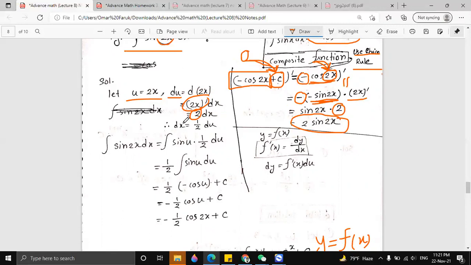And now if you keep dx on the right side and take 2 to the left side, this 2 will be divided, right? So we get du by 2, or half times du, okay? So dx is equal to half times du. Okay, guys? Until now, do you understand?